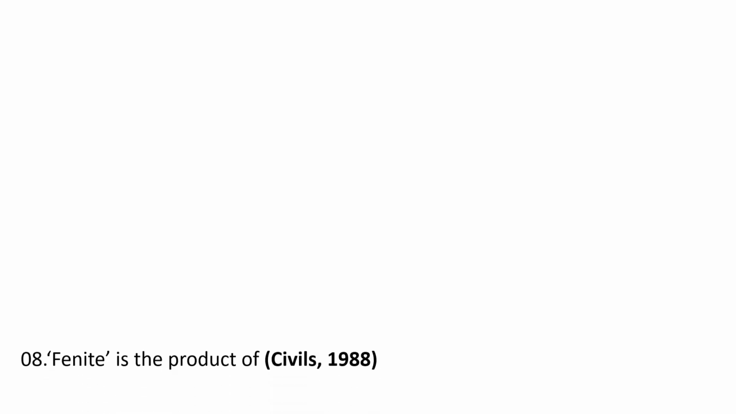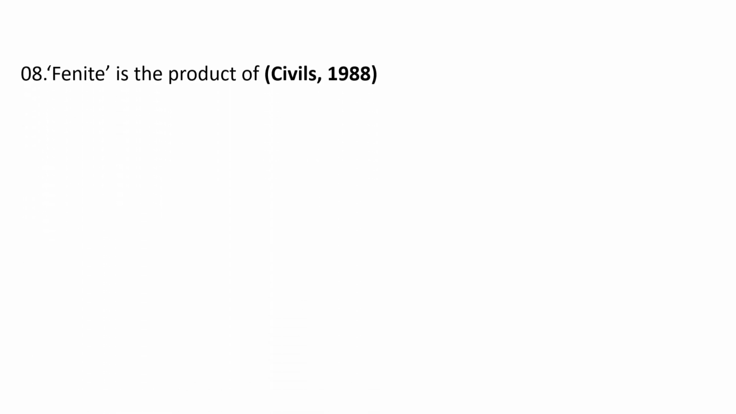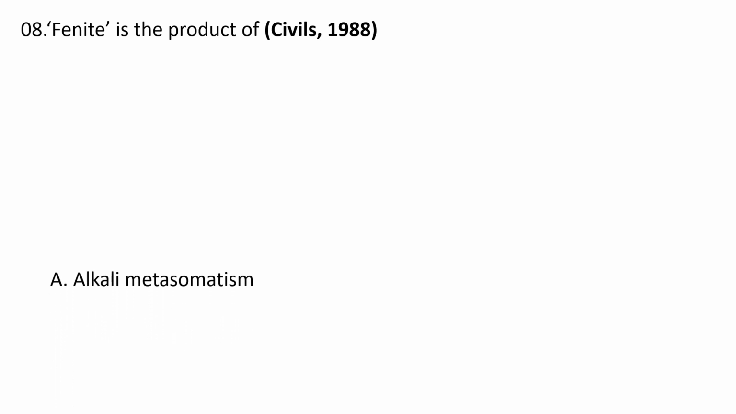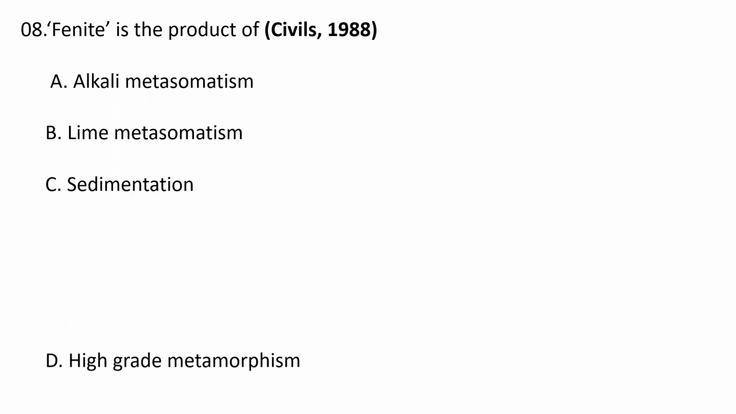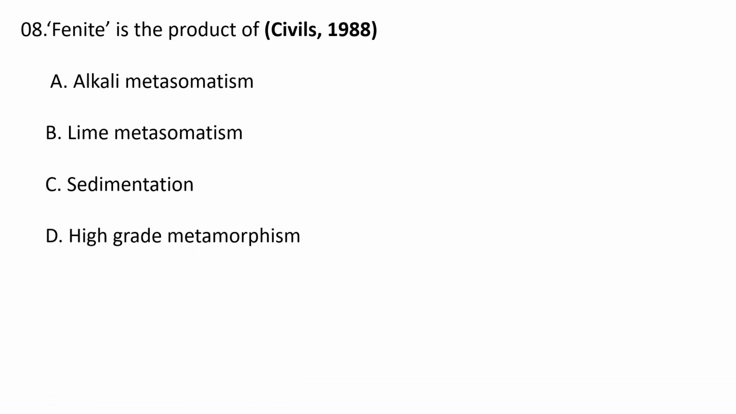Next question. Fenite is the product of. So what is a fenite? Fenite is a product of A. Alkali metasomatism, B. Lime metasomatism, C. Sedimentation, D. High grade metamorphism. So fenite is the product of alkali metasomatism. The term fenite was proposed by Brogger in 1921 for a group of metasomatically altered rocks in and adjacent to the alkaline complex. A is the correct answer.